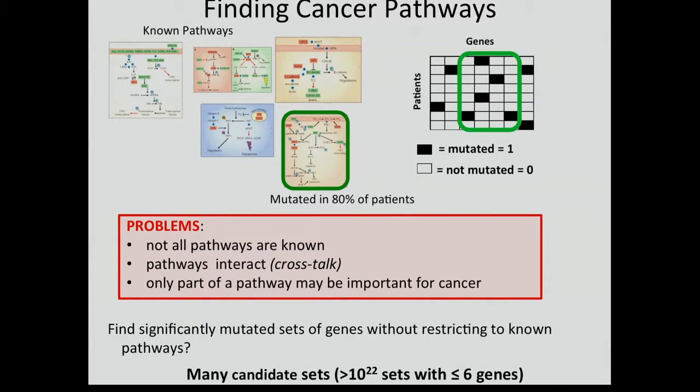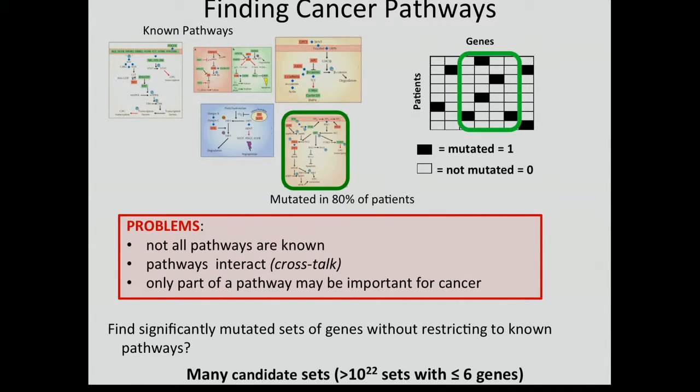And one approach will be just to look at known pathways, known set of genes, and for each set of genes, counting how many patients it is mutated, and we can just generalize the approach that we use for single genes, use a multiple hypothesis testing on these sets, and we may be able to identify some sets of genes. The problem with this approach is that not all pathways are known, and there are other problems.